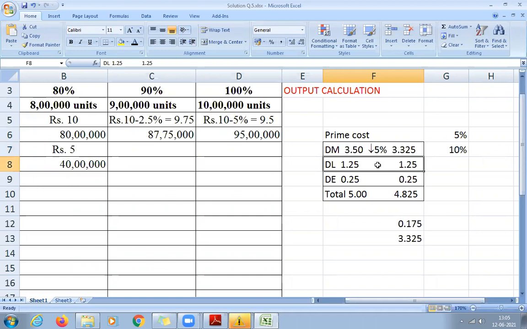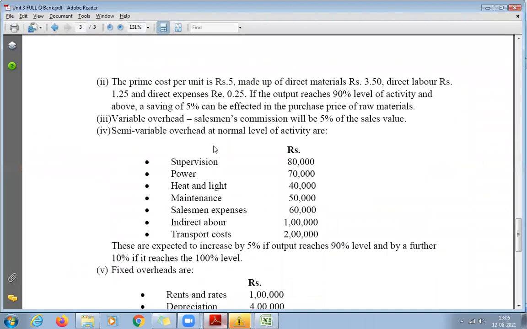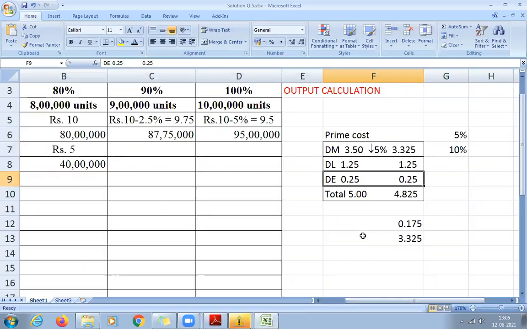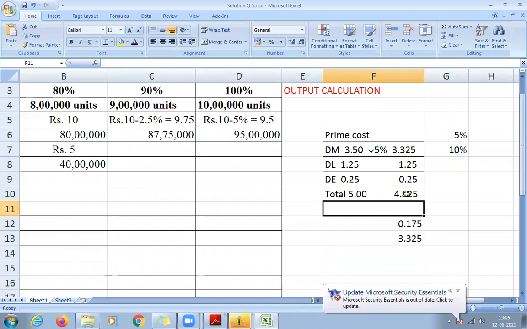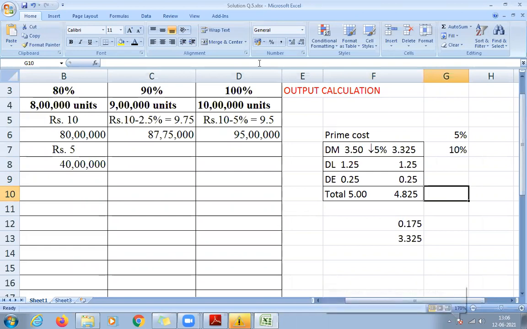He is not saying anything about direct labor or direct expense. You can check in the question here. He is only talking about the raw material cost. If he's not talking about anything else, then we assume it as constant. That means your direct labor will be the same, and direct expense also will be the same. Then you add these three, and you'll get the new prime cost, that is 4.825. Understood, students? Yes, sir.